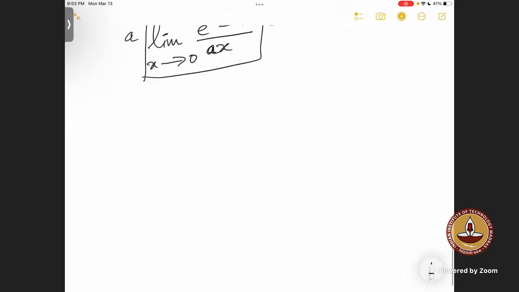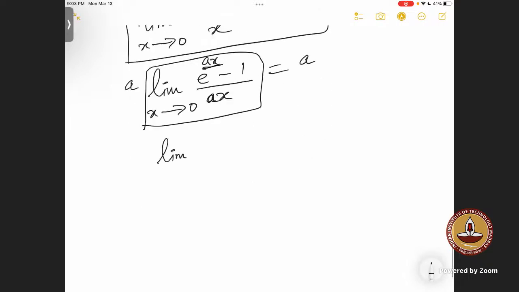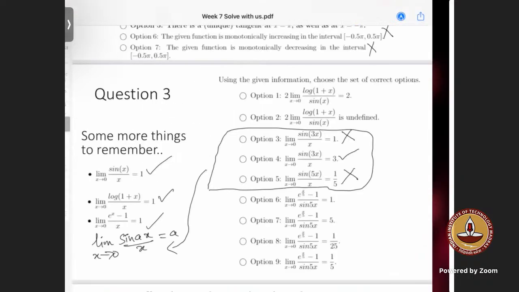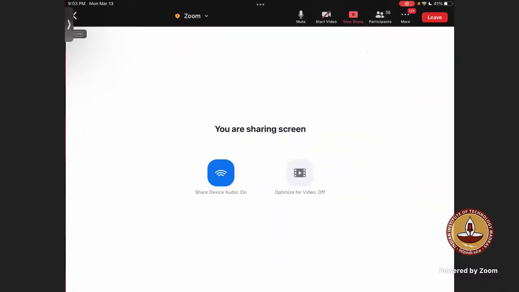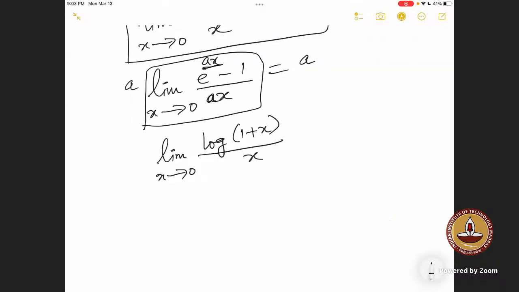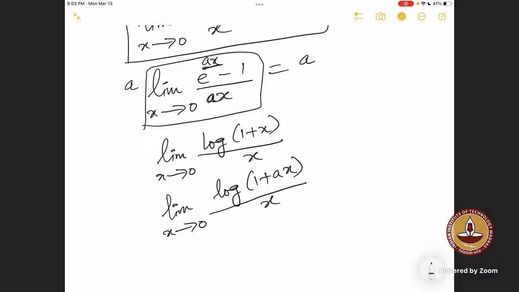In the same way, what is the value of that limit? The other limit, what is the formula? Limit x tends to 0, log 1 plus x by x, which is 1. Now tell me, what will be the value of this limit? Limit x tends to 0, log 1 plus ax by x, a being any number other than 0. It should be a. Is that clear?